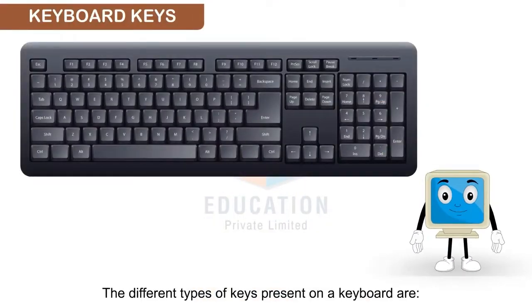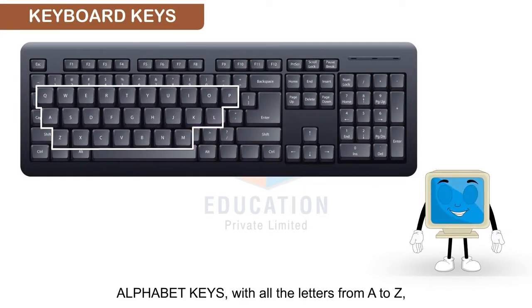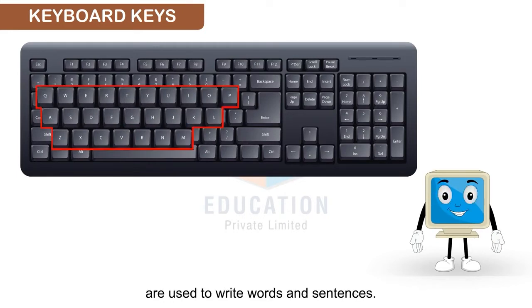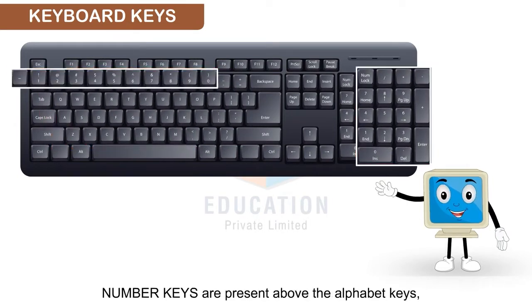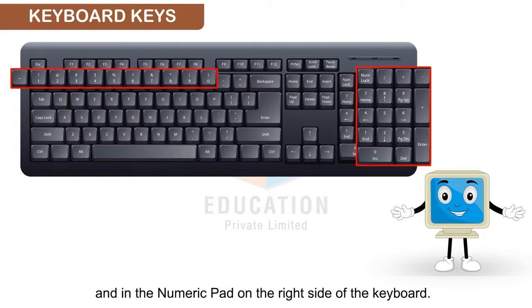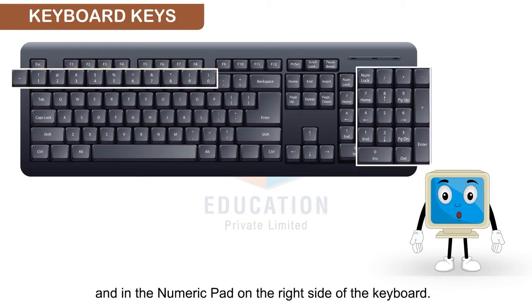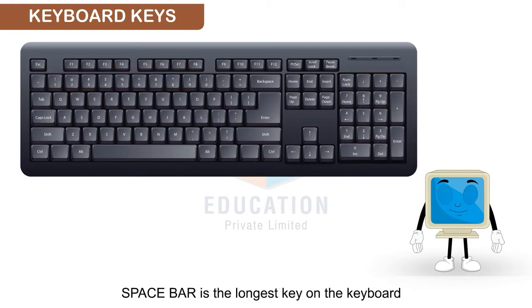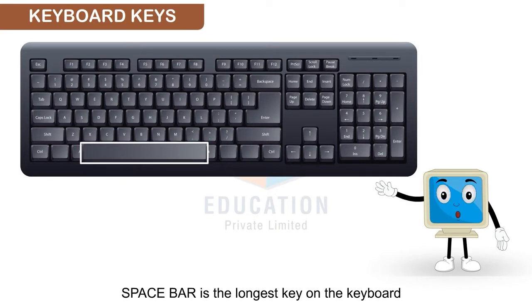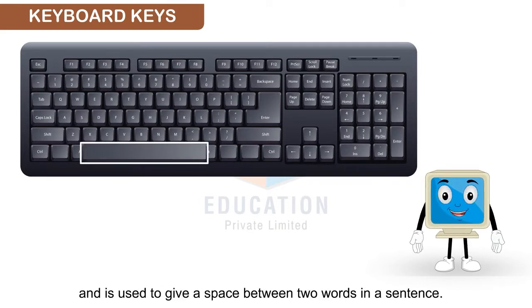The different types of keys present on a keyboard are alphabet keys, with all the letters from A to Z, which are used to write words and sentences. Number keys are present above the alphabet keys and in the numeric pad on the right side of the keyboard. Space bar is the longest key on the keyboard and is used to give a space between two words in a sentence.